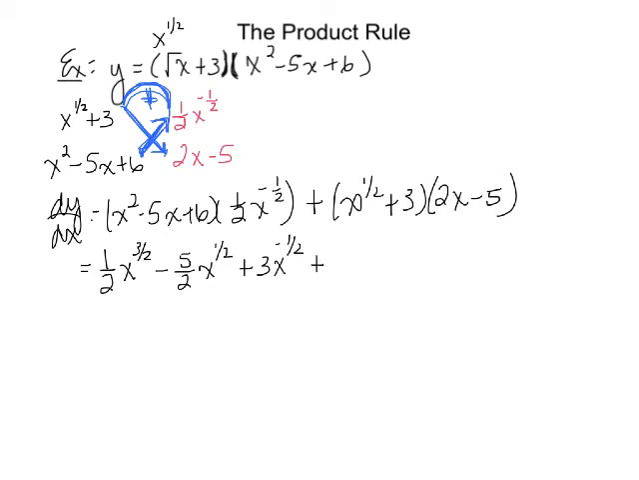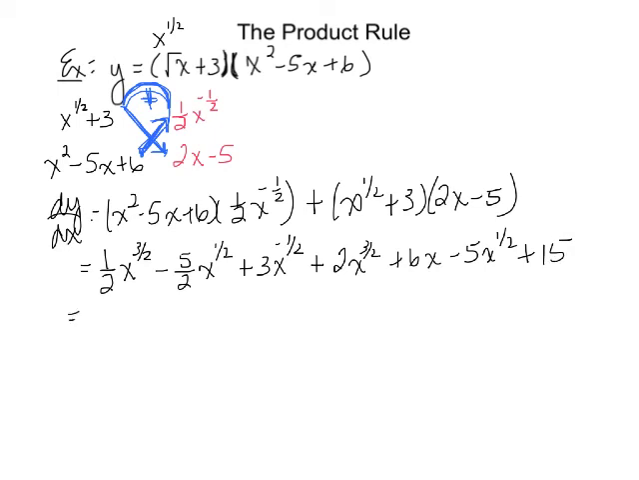Plus, I'm going to distribute the 2x. So 2x times x to the 1/2 is 2 times x to the first times x to the 1/2, which is 2x to the 3 halves. I add the exponents. And then the 2x times 3 is 6x. And then distribute the negative 5. Minus 5x to the 1/2 plus 15.